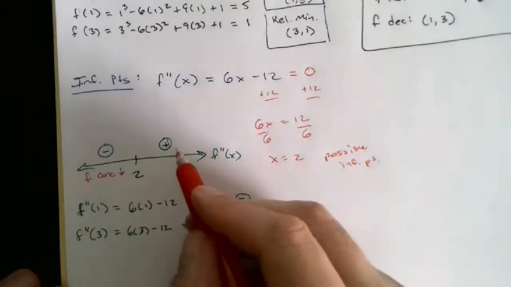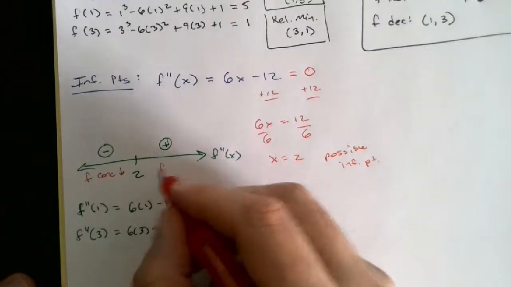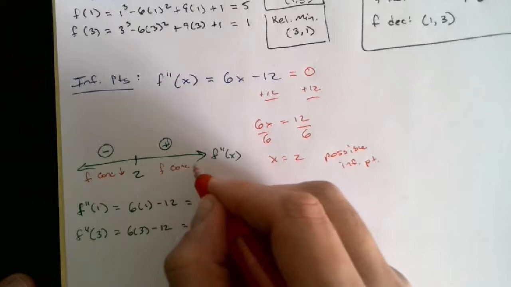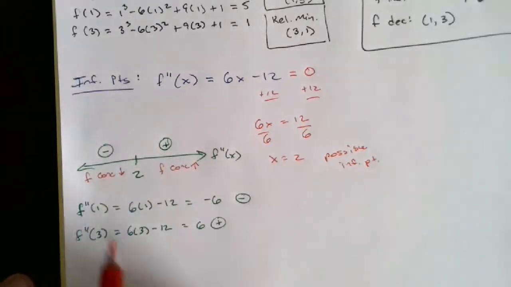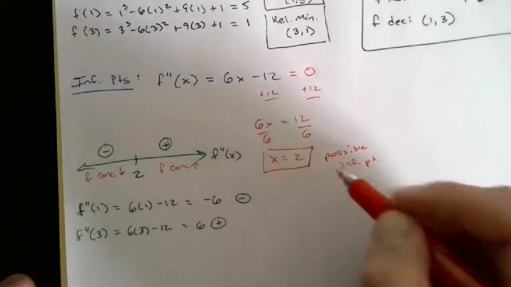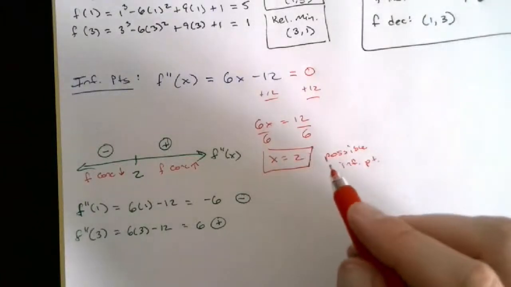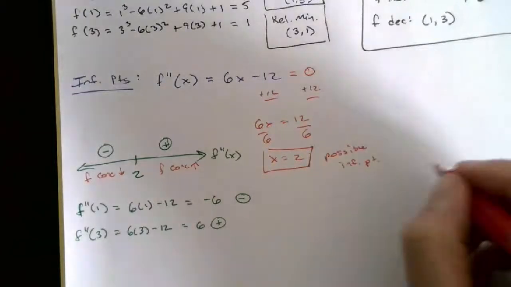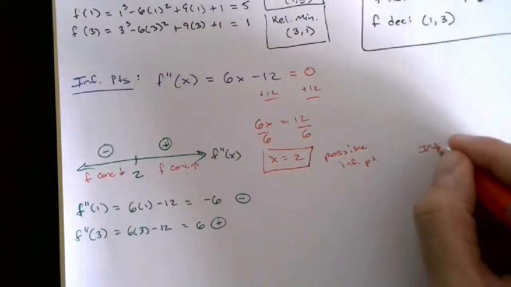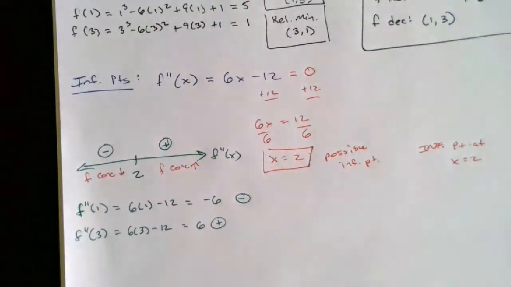And so what happens with the original function then? Well, if the second derivative is positive, then f, everywhere to the right of 2, will be concave up. So this went from concave down to concave up, so x equals 2 is where the possible inflection point occurs, and we know the inflection point occurs there. So we have an inflection point at x equals 2. You know this because the concavity changed there.